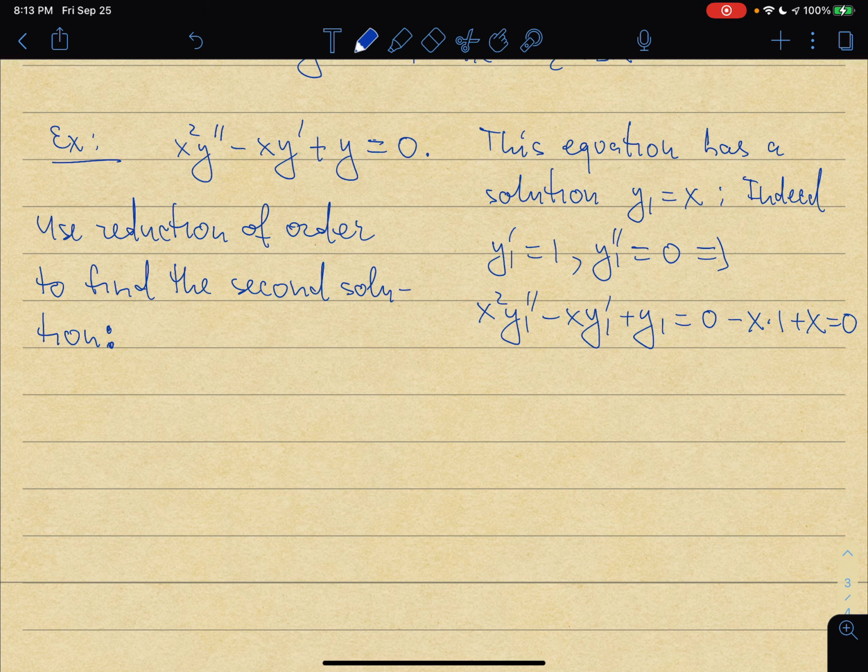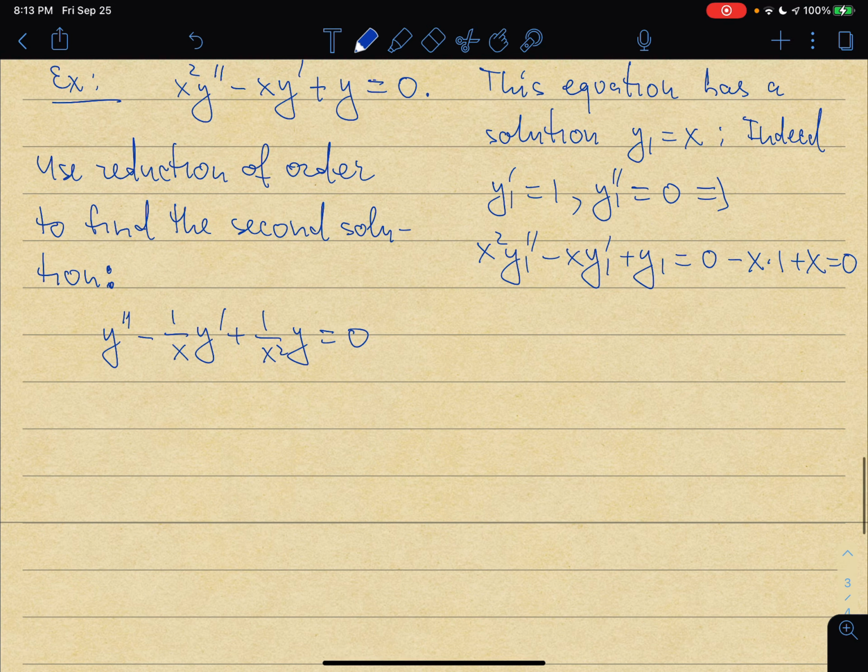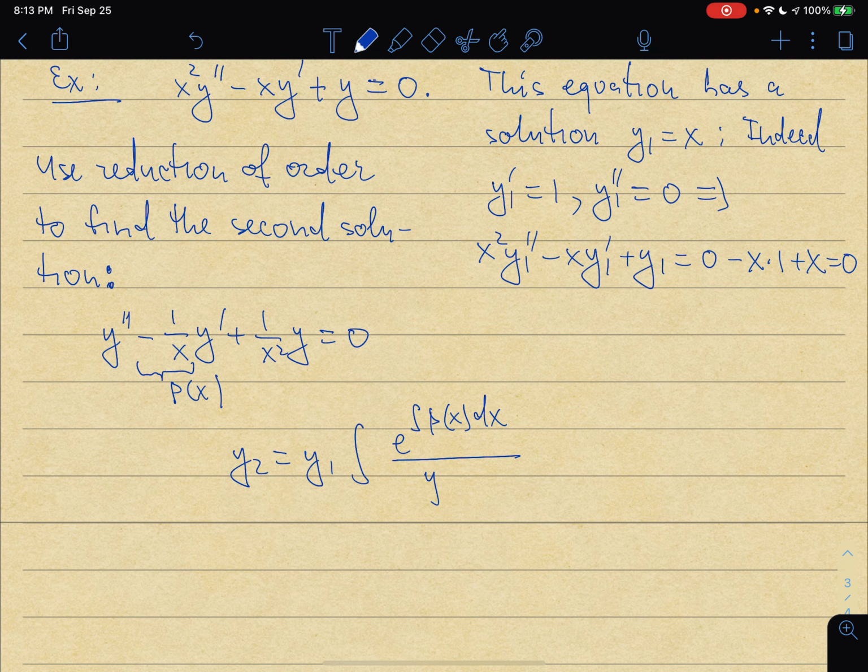So in this case, it means I have to divide it by x squared. So y double prime minus 1 over x y prime plus 1 over x squared y equal to 0. That's my equation in the standard form. So then the coefficient of y prime is p of x. And then y2 of x should be y1 integral e to the integral p of x dx over y1 squared dx.